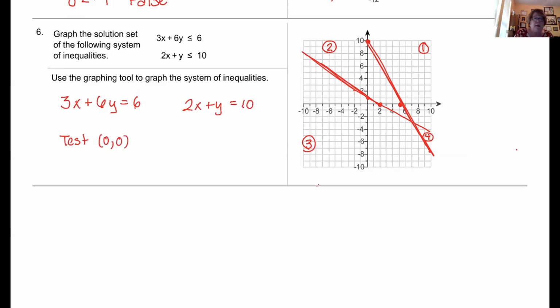So in the first inequality, the whole left-hand side of that inequality would be 0. That is true. In the second inequality, the whole left-hand side would be 0. That is true. So since it's true for 0, 0, it's true for every point in area 3. So that's what I would shade.